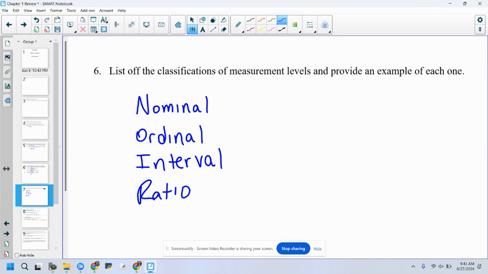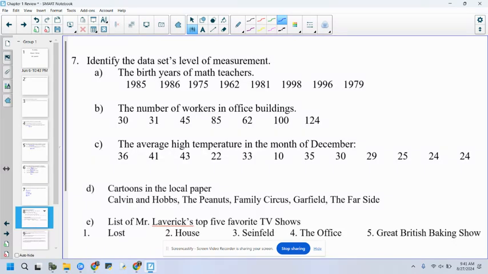Anybody have any questions about their own example? Okay, let's keep it moving then. Here is number 7. Identify the data set's levels of measurement. Birth years, time, right? This is interval. Number of workers in an office building. Does 0 actually mean 0 workers in that office building? Yes, that is not just a position on a scale. It is a numerical value that means 0. So that means it's ratio.